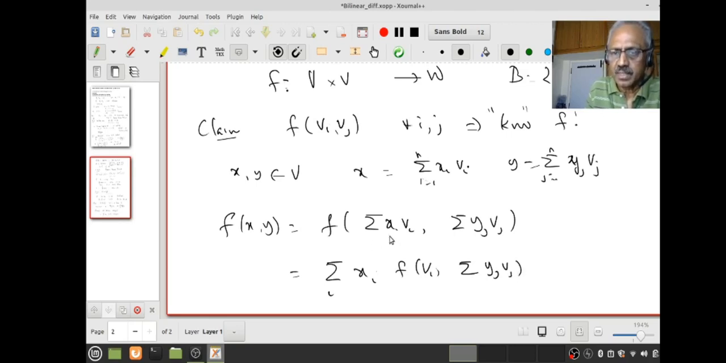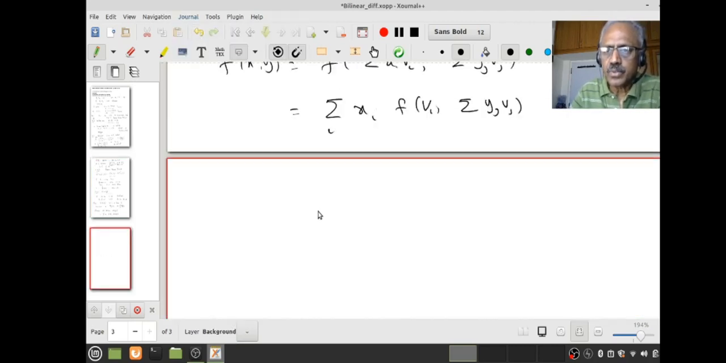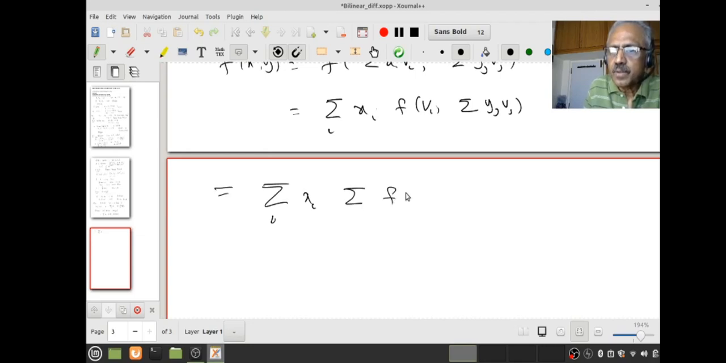You understand that? For example, if you want to think of it as v1 plus v2, that will be f of v1, summation yj vj, plus f of v2, summation yj vj, and scalar also comes out. Do all of you understand this? But now I can use linearity in the second variable. So what do I get? Using linearity in the second variable, this is the same as summation over i of xi and summation f of vi, vj, and yj comes out.